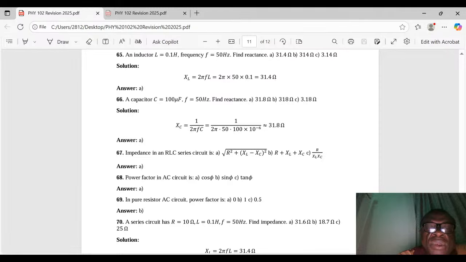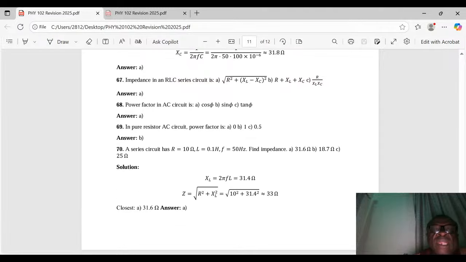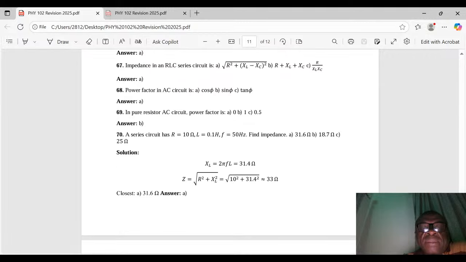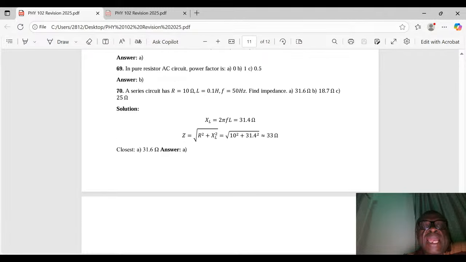68. Power factor in AC circuit is A. cos phi, B. sin phi, C. tan phi. The answer is A, cos phi. Then 69. In a pure resistor AC circuit, power factor is A. 0, B. 1, C. 0.5. The correct answer is B, 1.